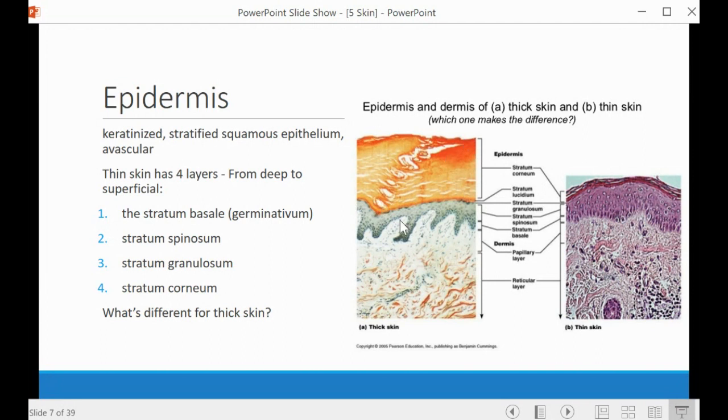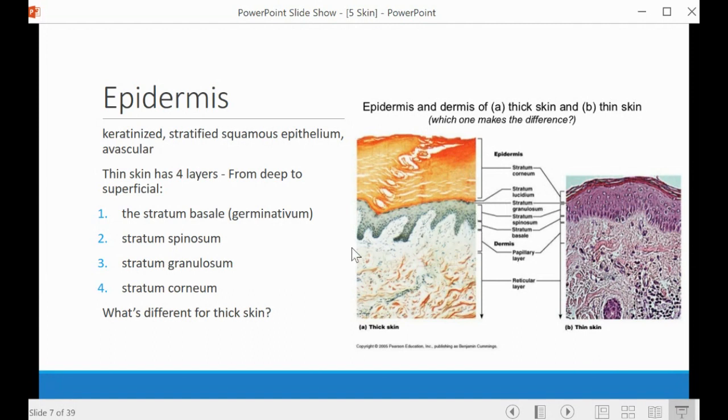Stratum lucidum. So again, this is thick skin. This is going to be found in the palms of your hands, soles of your feet. Here's the stratum corneum, which is much thicker. See that? Much thicker. Then we have that stratum lucidum, the extra layer, stratum granulosum, stratum spinosum, stratum basale.